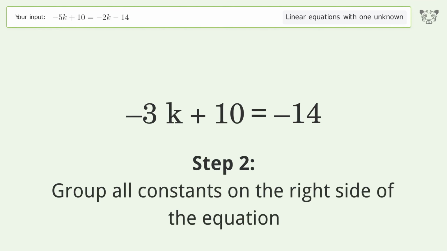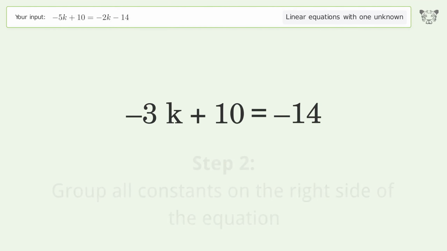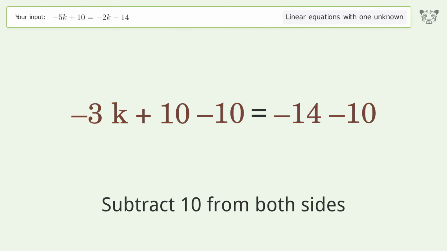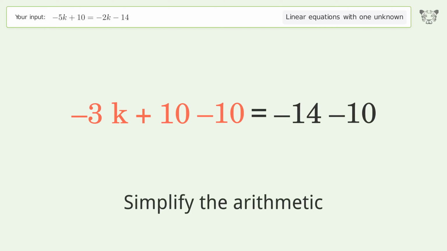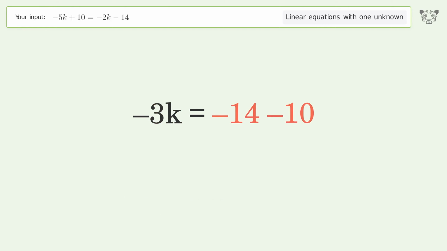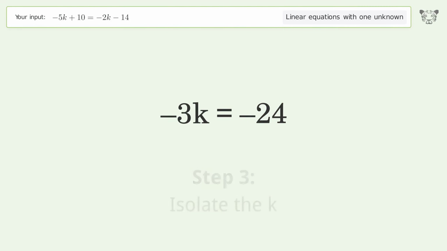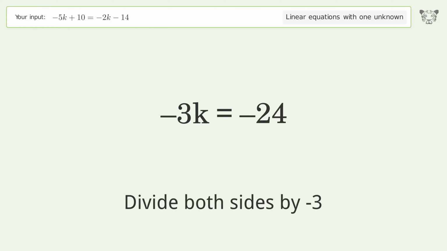Group all constants on the right side of the equation. Subtract 10 from both sides. Simplify the arithmetic. Isolate the k. Divide both sides by -3.